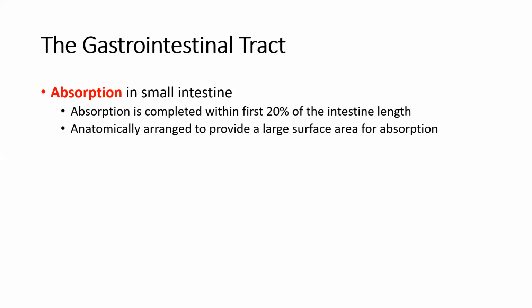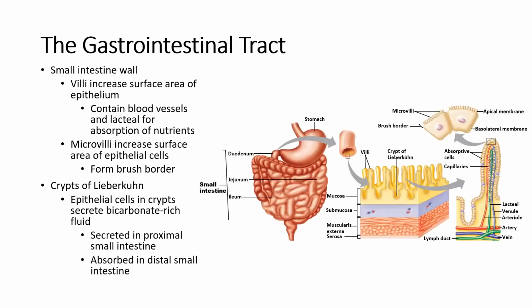So it's going to be complete within the first 20% of the intestine length. And so the adaptations that we see of the epithelium of the small intestine are going to be suited for absorption. So we're going to see that very same brush border with the microvilli that we saw in the kidneys in the proximal tubule, right? That same epithelia that is modified for absorption. And that is going to be increasing the surface area to allow for more space for absorption.